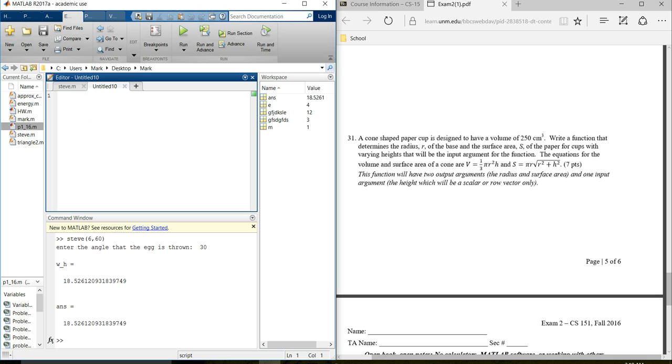A cone-shaped paper cup is designed to have a volume of 250 cubic centimeters. Write a function that determines the radius r of the base and the surface area s of the paper for cups with varying heights that will be the input arguments for the function. The equation for the volume and the surface area of the cone is v equals 1/3 pi r squared h, and s equals pi r square root of r squared plus h squared. The function will have two output arguments, the radius and the surface area, and one input argument, the height, which will be a scalar or row vector only.